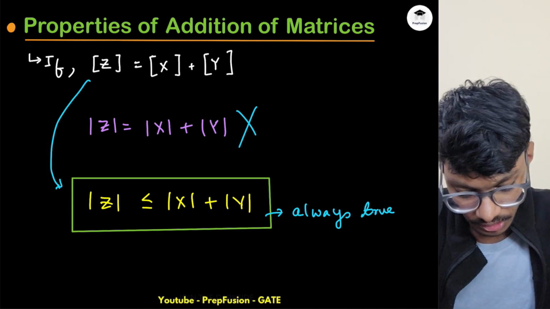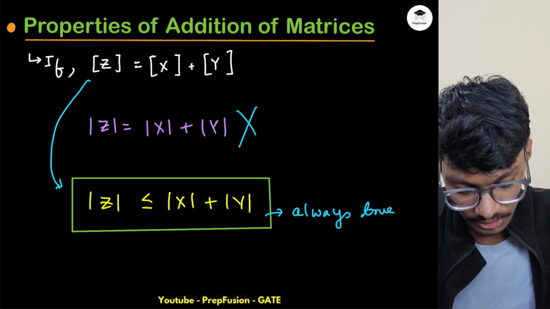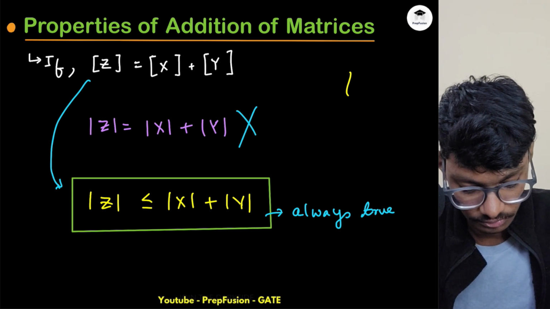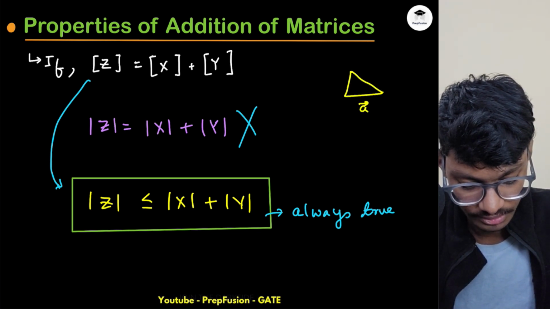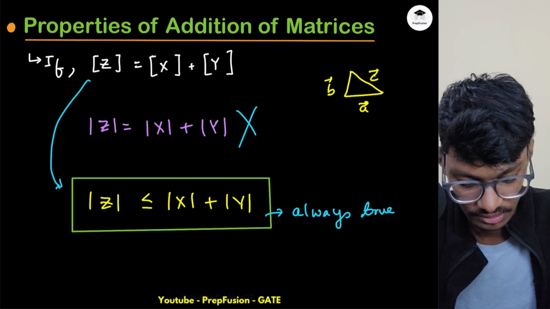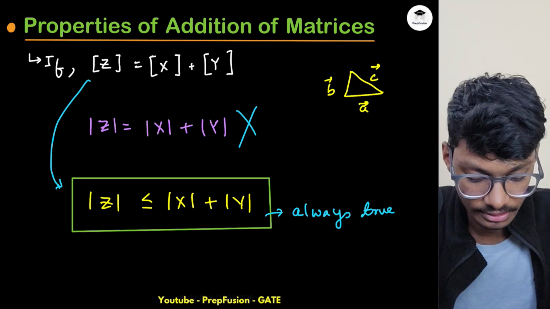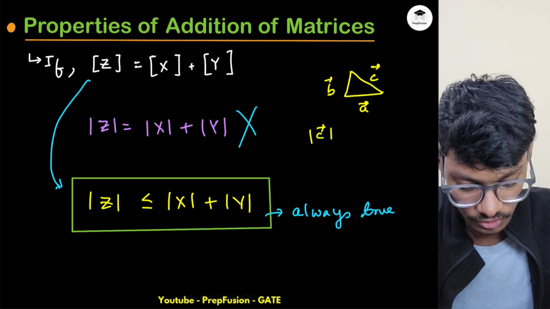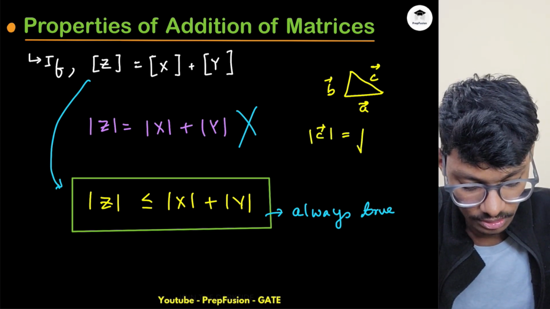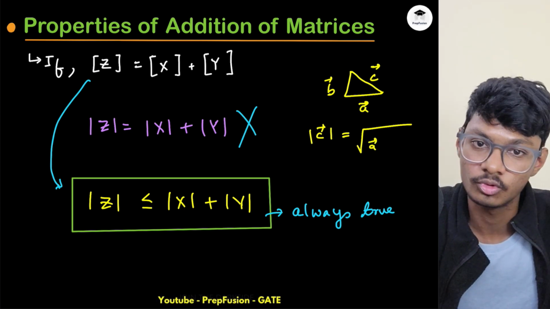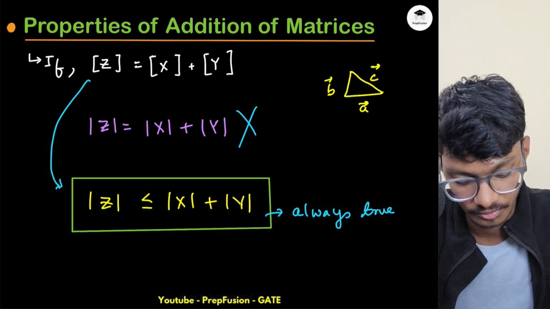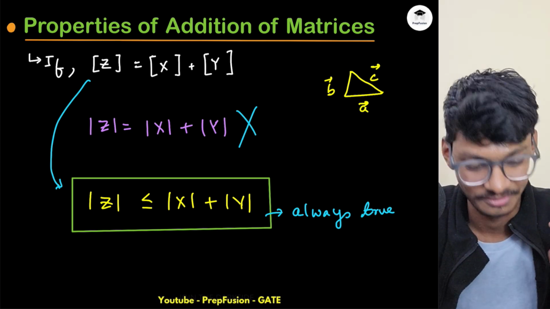Okay, one thing, if you recall from our childhood, let's say this is the A vector and this is the B vector and this is the C vector. If you recall correctly, if I want to know the magnitude of the C vector, this will be equal to under root a square plus b square plus 2ab cos theta. I'm not writing it, as I don't have space.